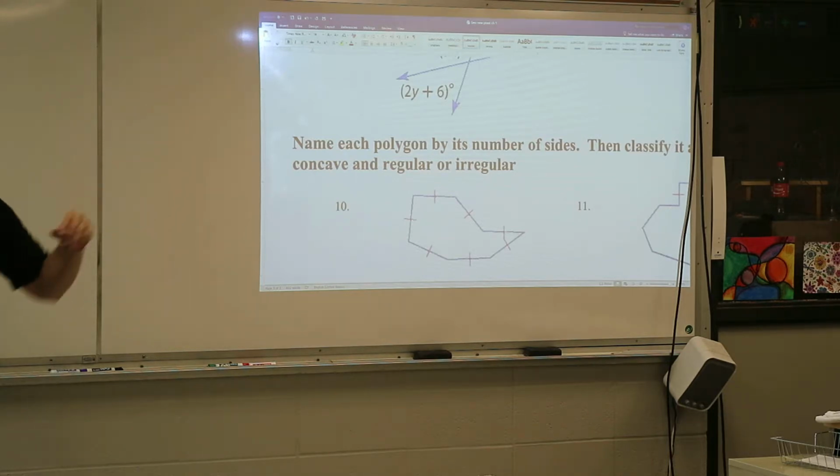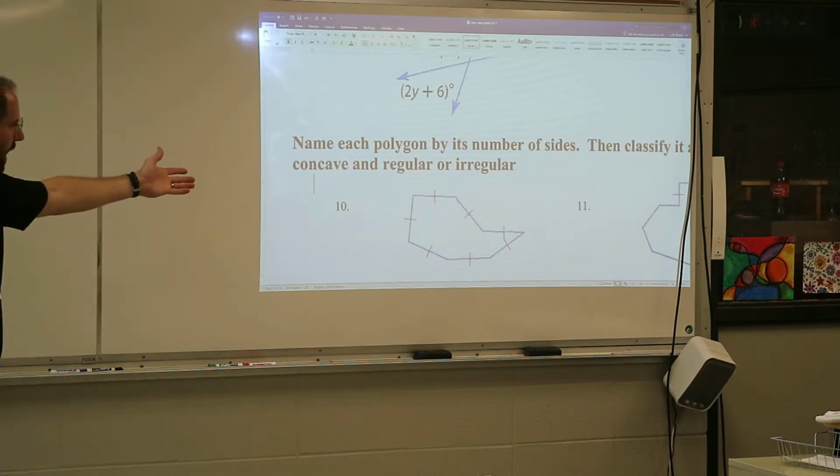Then, if you keep reading, it wants you to classify it as convex or concave. So that's if it has a dent, it's concave. If it doesn't, it's convex. And then tell me if it's regular or irregular. A lot of problems are always irregular. What I mean by that, regular is if all the walls match and all the angles match.